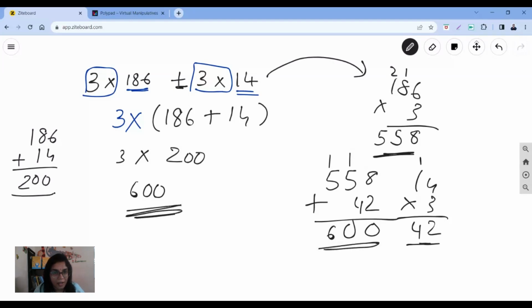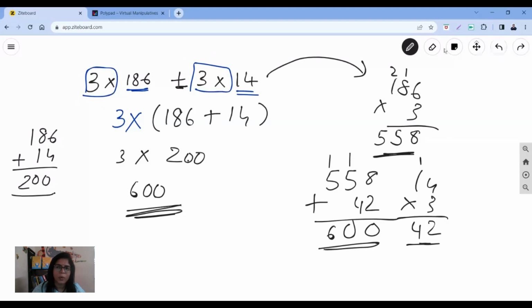Did you see? This was so easy, right? The 186 plus 14, that addition was easier. And then you got a 200. 200 means you know that anything times a 200, the zeros will come as it is, and 3 times 2 is a 6, right? Distributive property is so fun. It makes our life easy. But the thing is, the pattern you have to see. There should be a distribution. The 3 times this, there should be a distribution. You don't have to do 2 times multiplication.